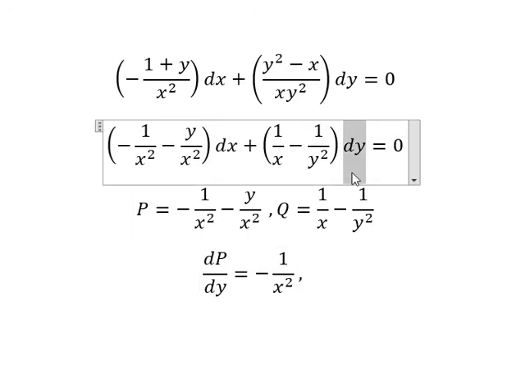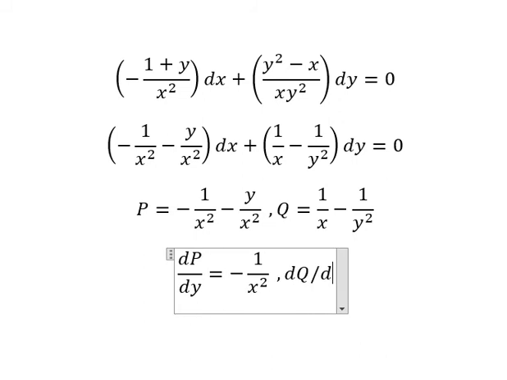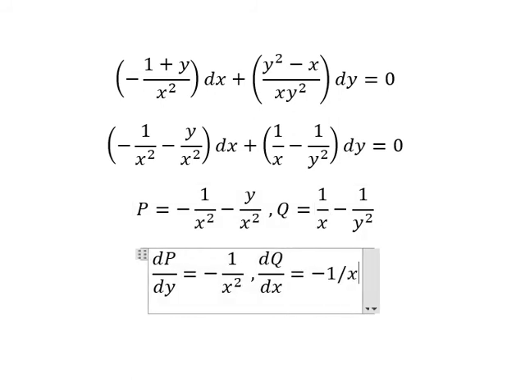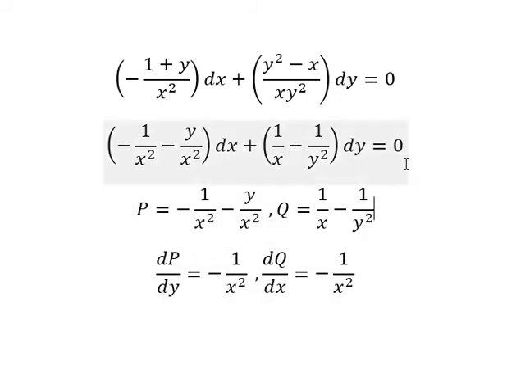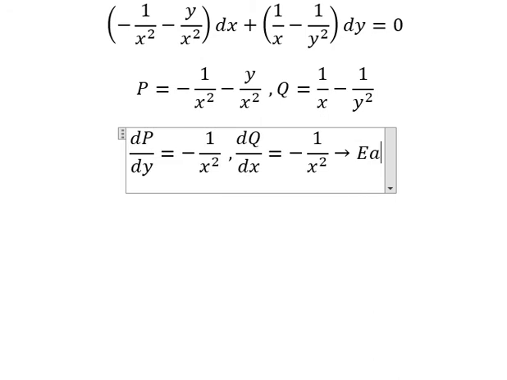We have dy. That means we need to do first the derivative of Q with respect to S, and we just have this one, and we have negative 1 over S squared. Now we see that this one and this one, they are the same, so that is about exact.